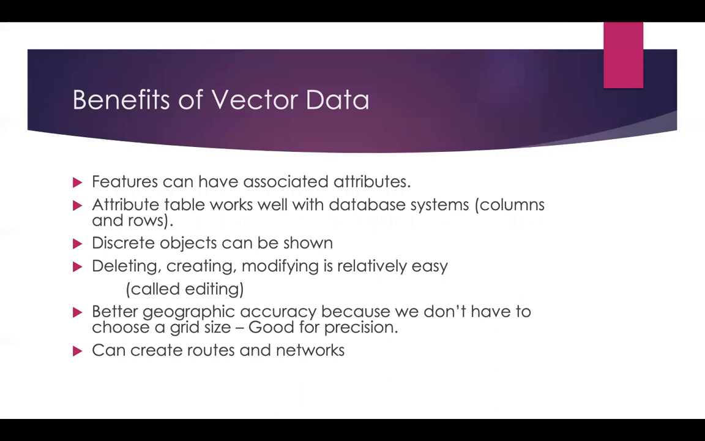We can easily show discrete objects. Points can represent cities, lines can represent rivers. These things are discrete in nature, and they are well represented by vector data.